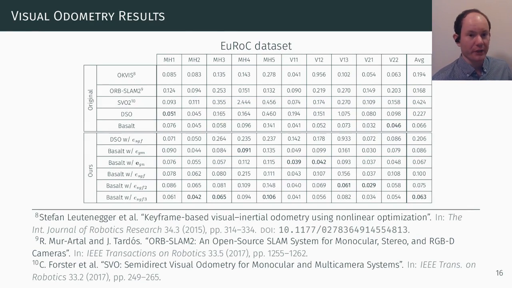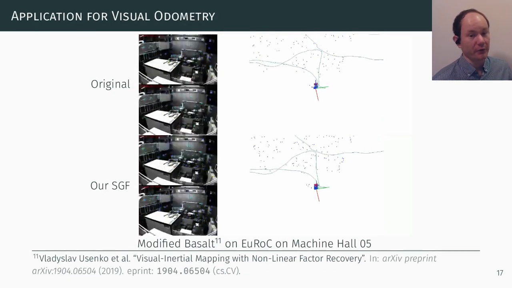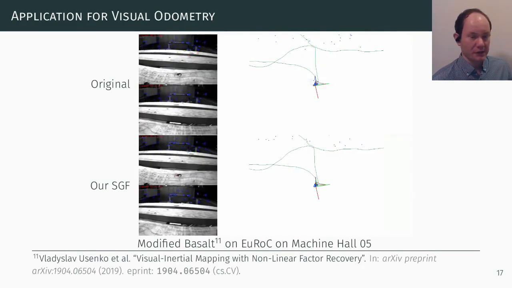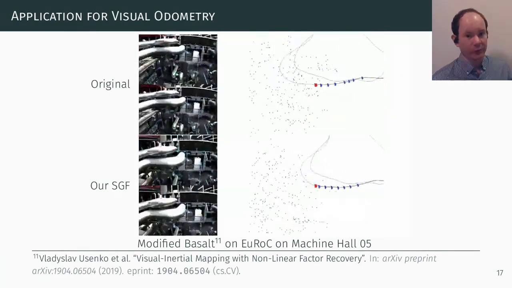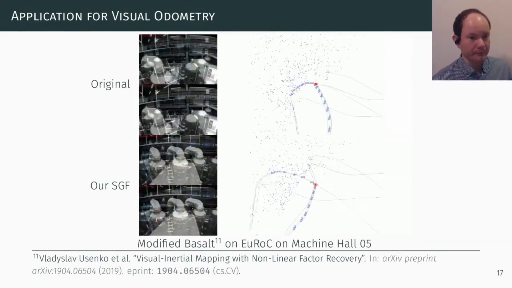Furthermore, we extended the optical flow front end of the visual inertial odometry framework Basalt with our measure. As a result, the estimated trajectory followed the ground truth more closely.